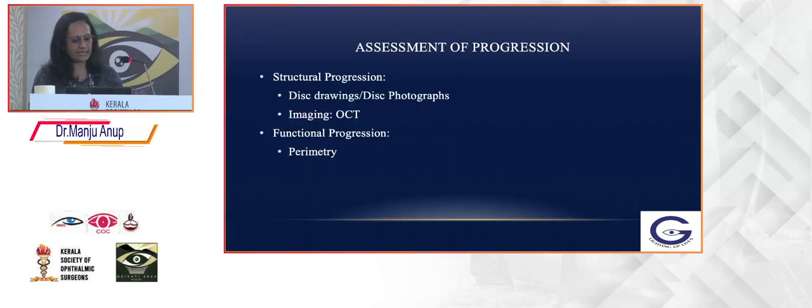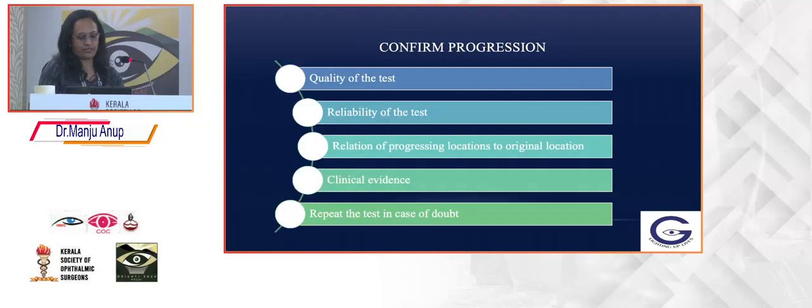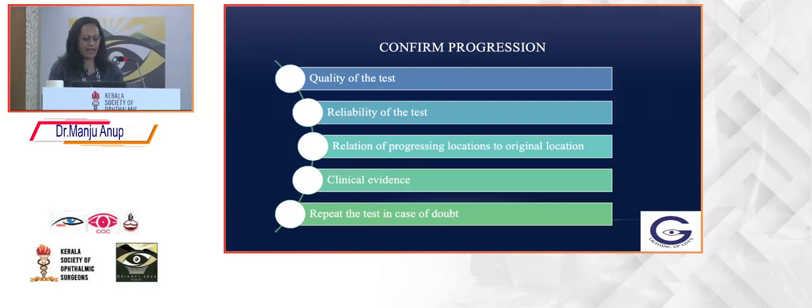We have already seen various methods to assess the progression, and once you have documented a progression, the next step is to confirm the progression. For that, you need a good quality, reliable test. And before confirming the progression, you need to look at the relation of the progressing location to the original location, because in glaucoma, usually the progression occurs adjacent to the original location. Then look for accompanying clinical evidence. In case of any doubt, repeat the test.